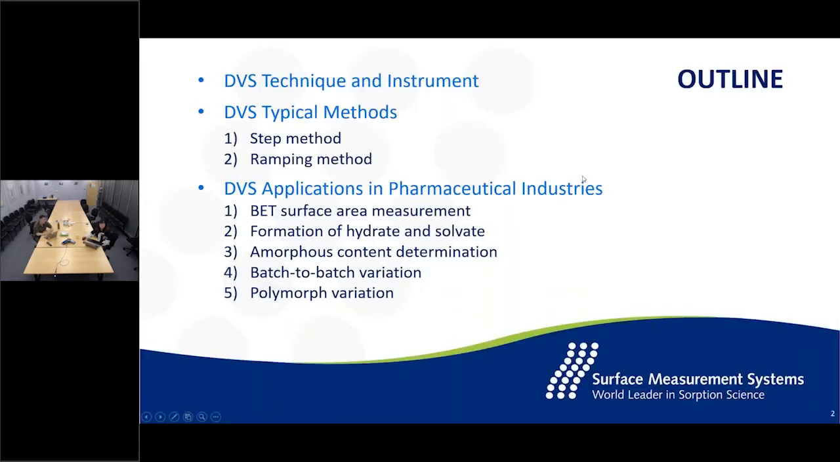And here's the outline. We will first briefly introduce the DVS technique itself, and then we will focus on the two most typical methods we normally use with the DVS technique, and then some other general applications for the pharmaceutical industry. So we will talk about how to measure the BET surface area, the formation of hydrate or solvate, as well as some other applications like the amorphous quantum determination and some variation determination.